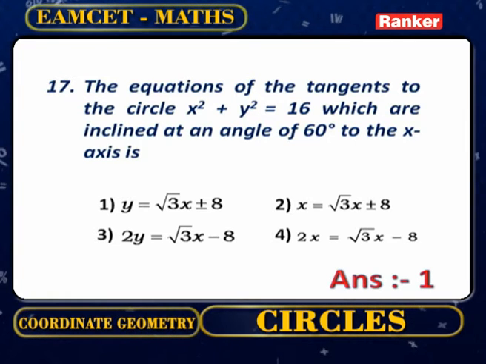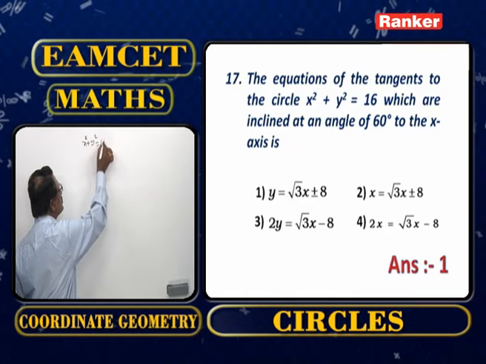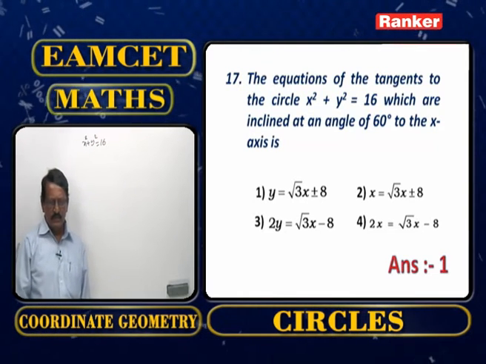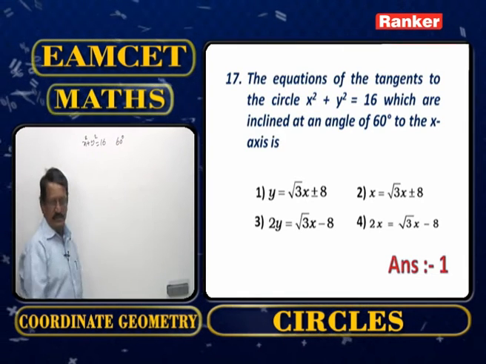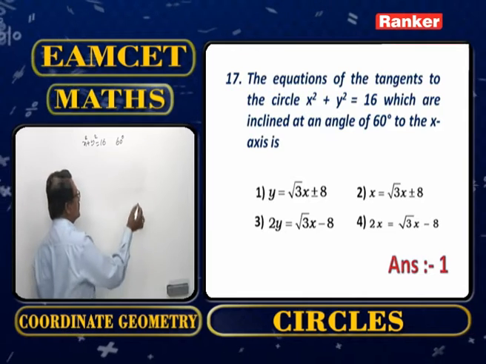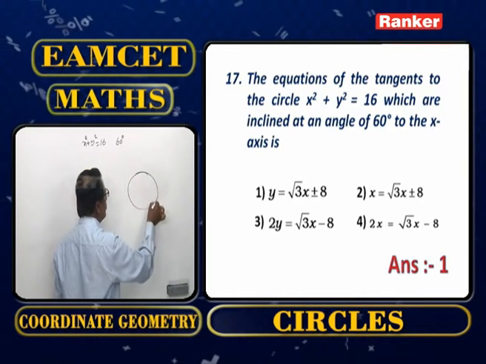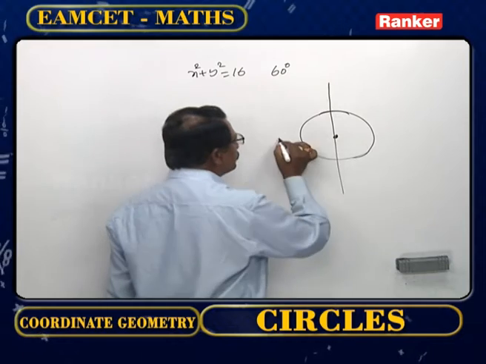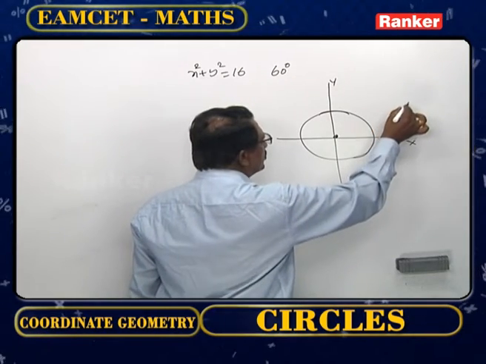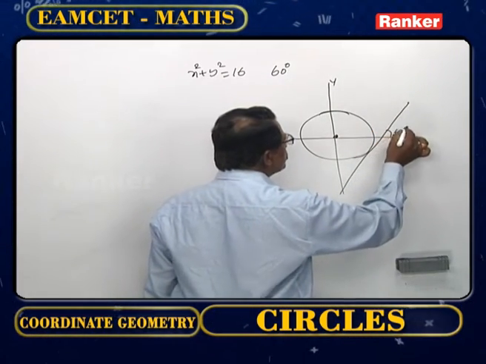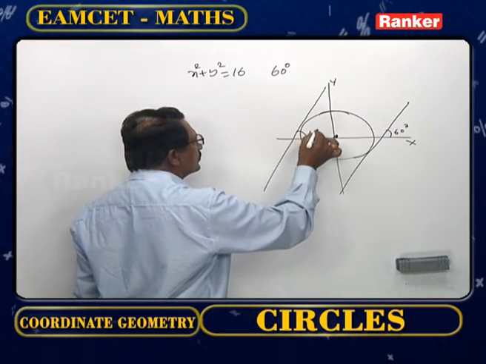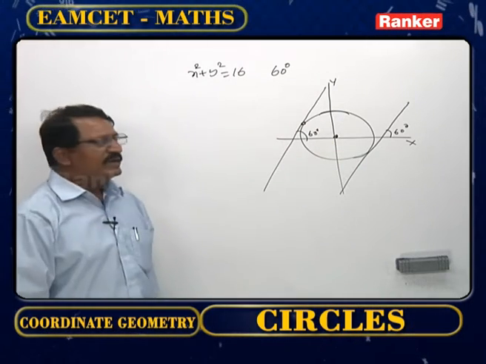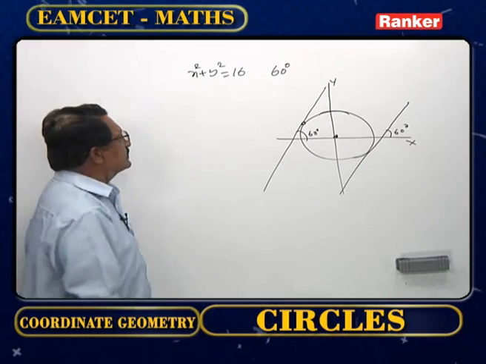Find the equations of the tangents to the circle x square plus y square equals 16 which are inclined at an angle of 60 degrees to the x axis. The center of the circle is the origin. But the tangents inclined at an angle of 60 degrees, we get two tangents. They are parallel to each other. We need the required equations of these two tangents.